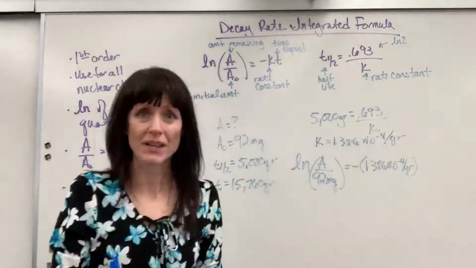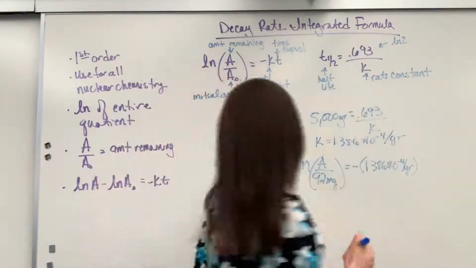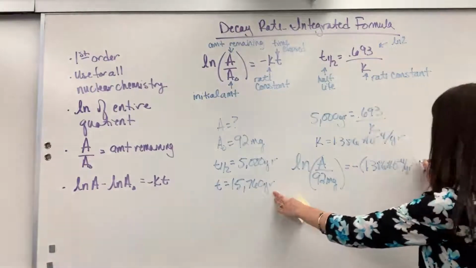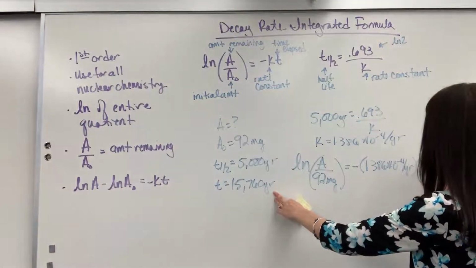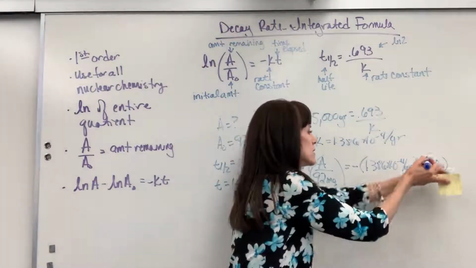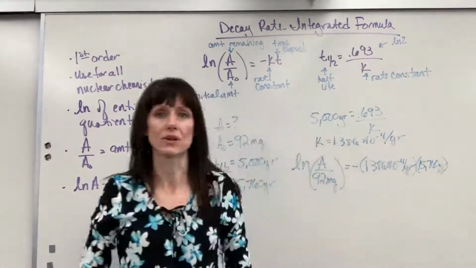And then when I multiply this, I have to be really careful. I have the same unit. This is also year, time elapsed. So that's going to be the 15,760 years. Notice year in the denominator, year in the numerator. Year is going to cancel.